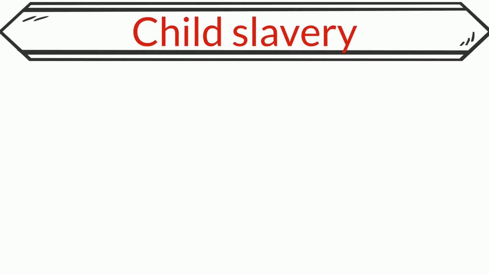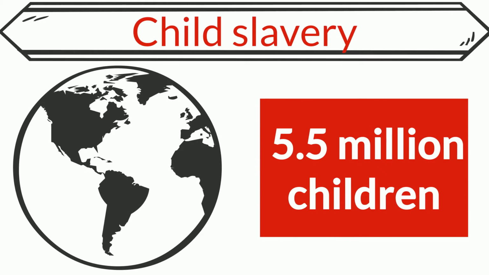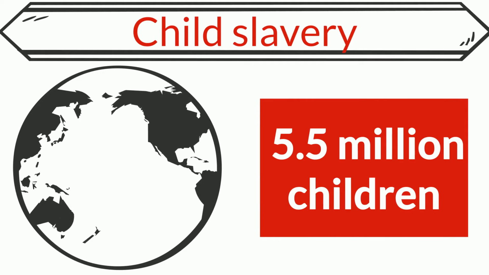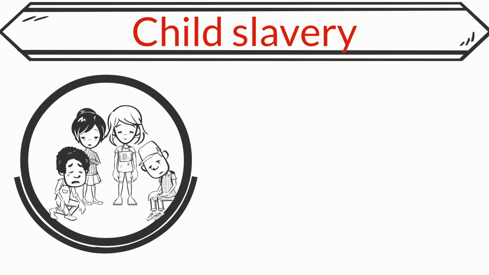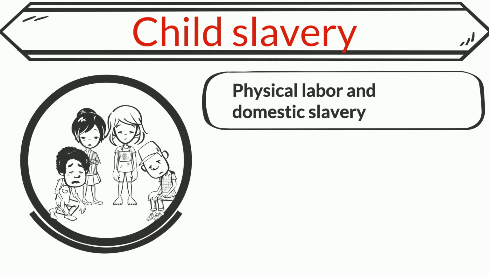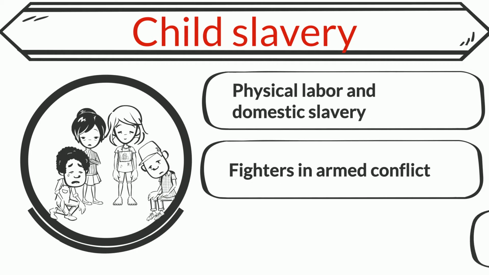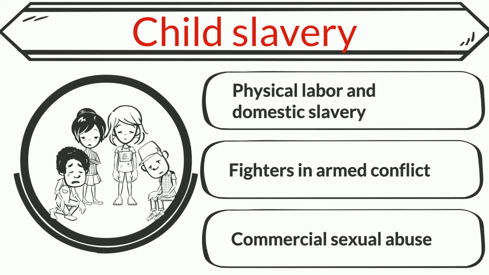Child slavery is one of the most shocking forms of slavery. Worldwide, it is estimated that 5.5 million children are in slavery. Children's labor is exploited in many jobs, including physical labor and domestic slavery, but also as fighters in armed conflict, as well as commercial sexual abuse and other illicit activities.